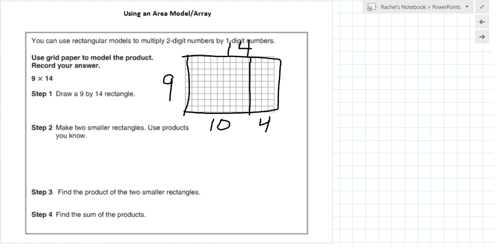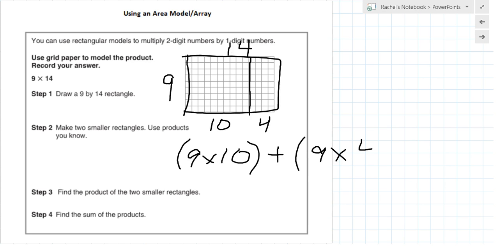This helps with mental math because we know that when breaking these 2 smaller rectangles up, we know 9 times 10, and we know 9 times 4. And that can help us solve a problem that we might not know in our head, like 9 times 14. So these are the two multiplication sentences that make up 9 times 14. And this is how we would write it with the distributive property.